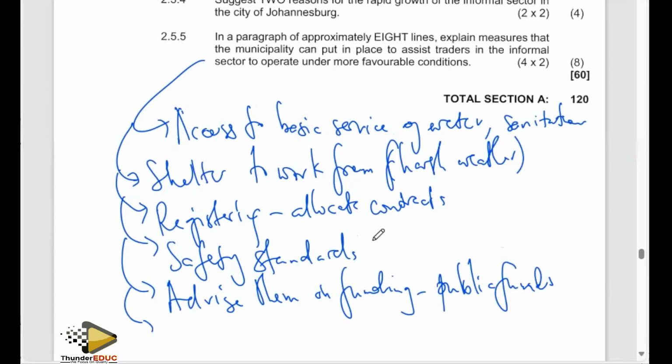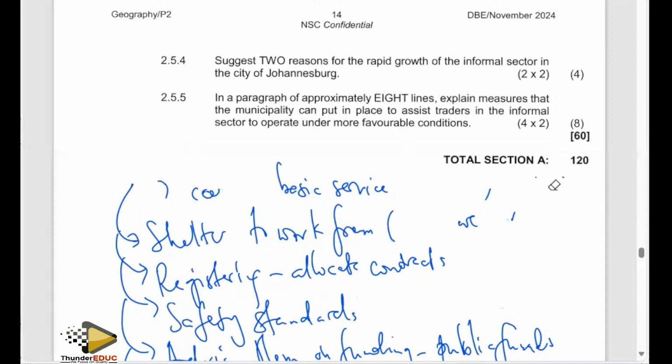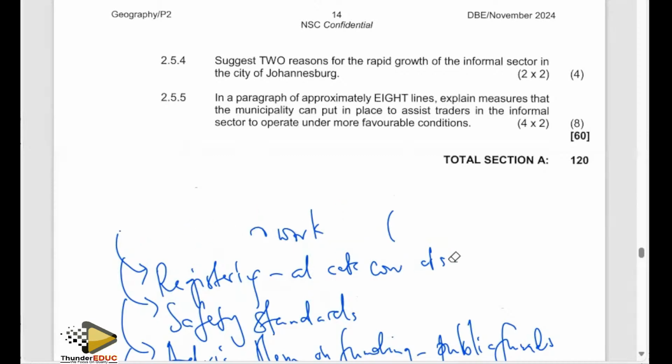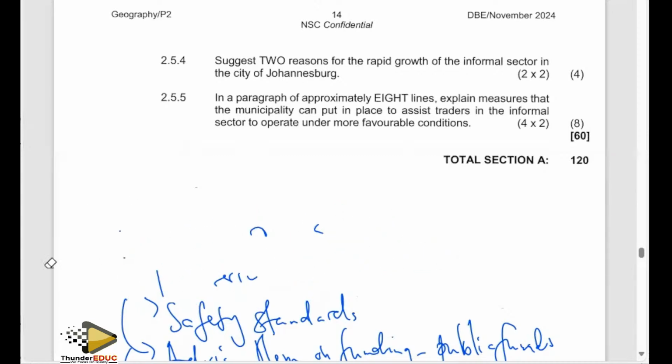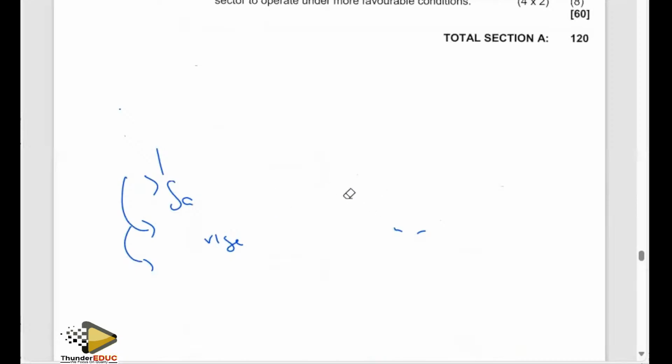Right? There are so many things that we can talk about. We cannot exhaust everything. Those are just highlights of some of the ways that the municipality can put in place to try and solve those issues involved with the informal sector in their operations. Right. So that brings us to the end of section A, which is a total of 120 marks on the two questions: economic geography of South Africa, and rural and urban settlement, which is question number 1.